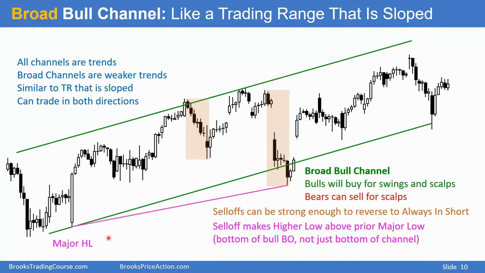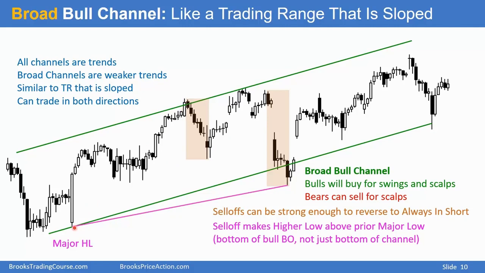We reversed up here, so I'll redraw the channel using this low. As channels progress, they tend to become flatter and broader. The original channel was across here, but we gapped below it, and now I would redraw the line there. We fell below this low, and I think this is a major higher low, as is this, but we did not fall below the bottom of the bull breakout.